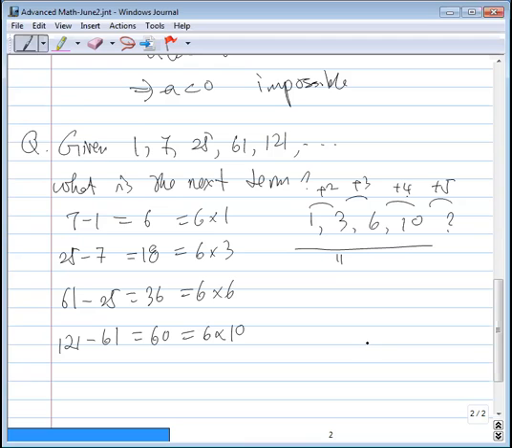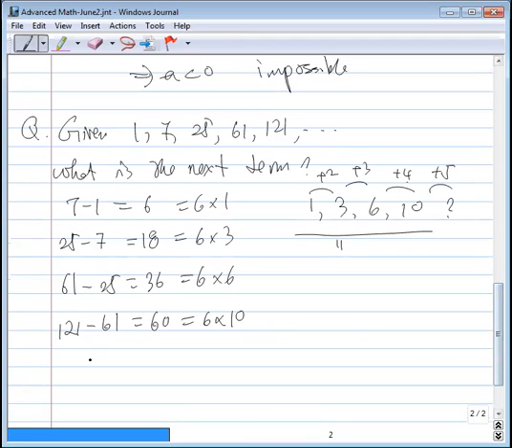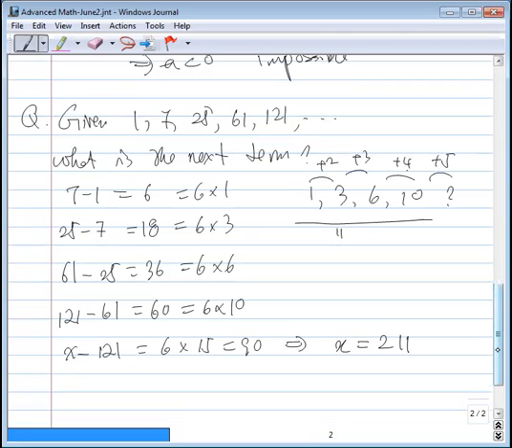That's a pattern, okay? So now the next number, x minus 121, is going to be 6 times 15. So 6 times 15 is 90, okay? So then that implies x is going to be 211. Okay, got it?